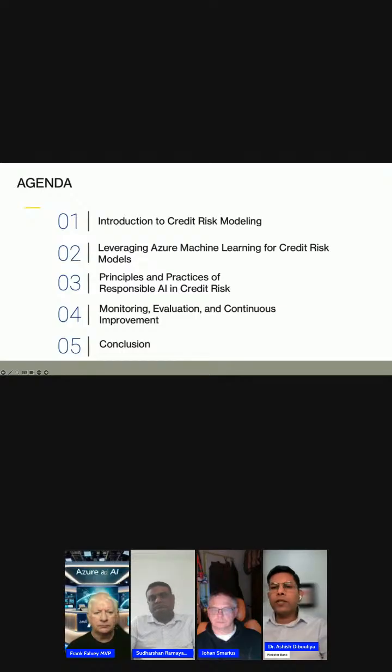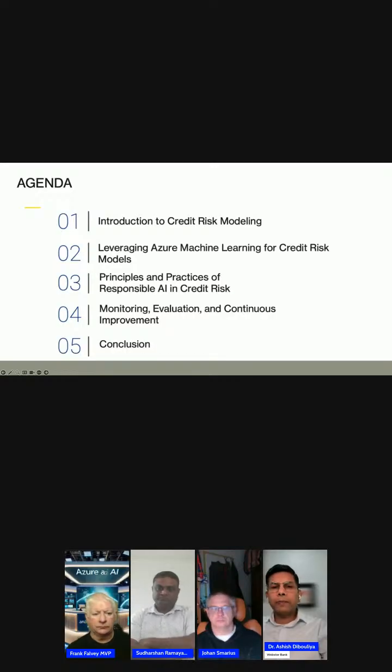This is the agenda. The session is structured in 5 parts. Part number 1 is where I will briefly talk about the credit risk modeling fundamentals. Then I'll explain how Azure machine learning can support end-to-end model development from data ingestion to feature engineering, training, validation, and deployment. Then I will focus on responsible AI and credit risk, covering fairness assessment, model explainability, and governance. After that, we'll also look into model monitoring and evaluation. And then finally, I'll conclude my session with the key technical takeaways and best practices for building scalable and compliant credit risk models.